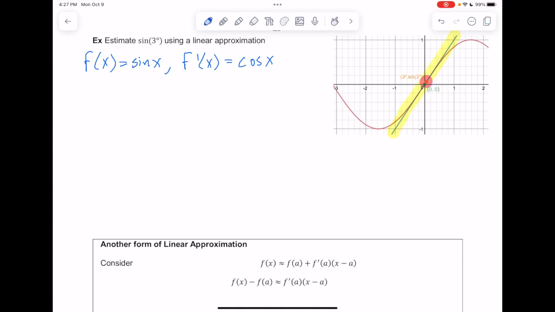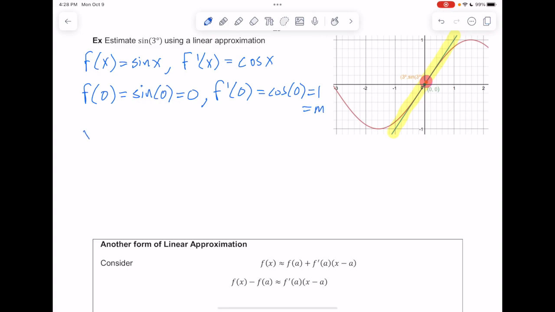To get the equation of the tangent line, we need to know the y value at the point of tangency. So we need to know f of 0, which would be sine of 0, which is 0. We would also need to know the slope, which would be f prime at 0, which is cosine of 0, which is 1. And again, that would be our slope, m.